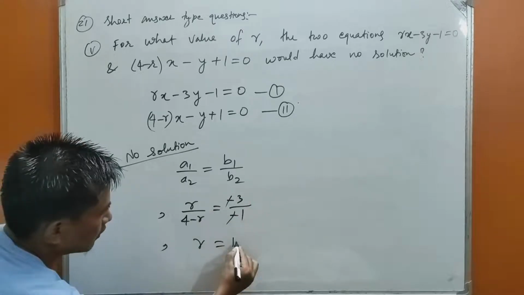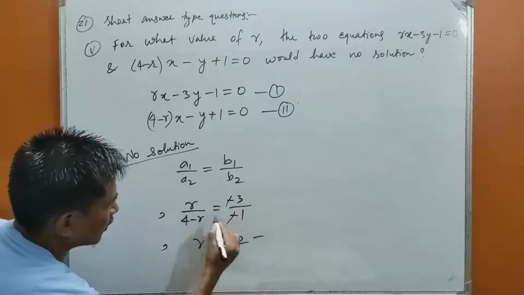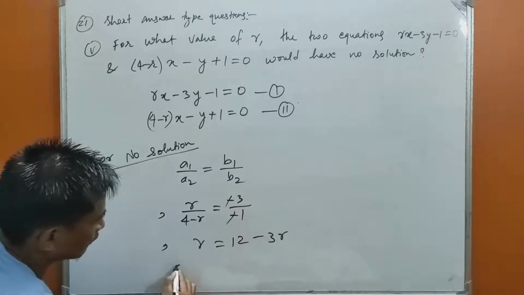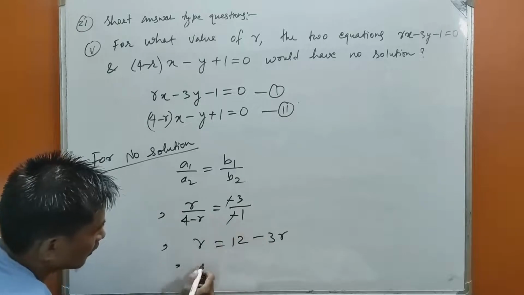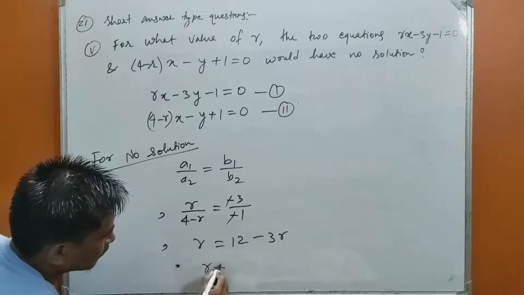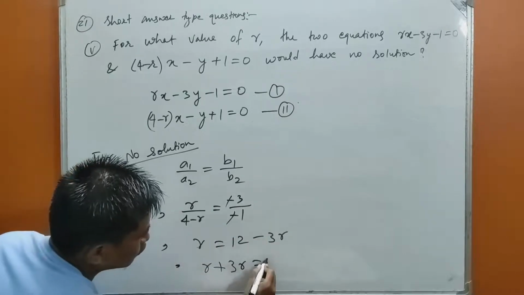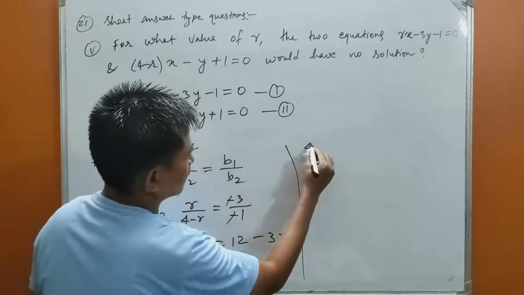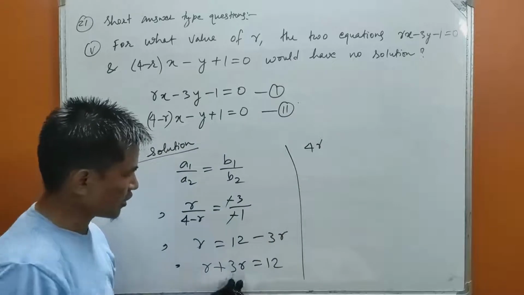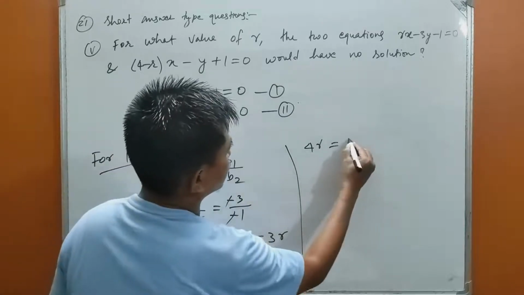3 into 4 is 12. Minus 3 into r is minus 3r. Now let us bring this minus 3r to the left hand side. Minus 3r becomes plus 3r, and r is already here, so plus 3r equals 12. R plus 3r is 4r, isn't it? R plus 3r is 4r, 4r equals 12.